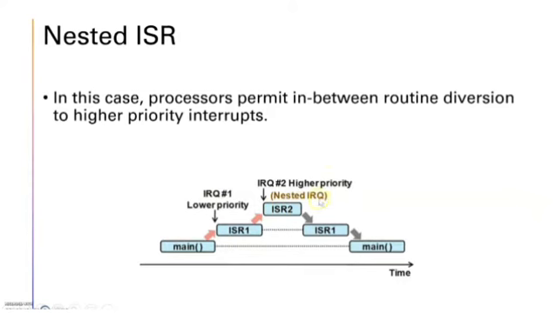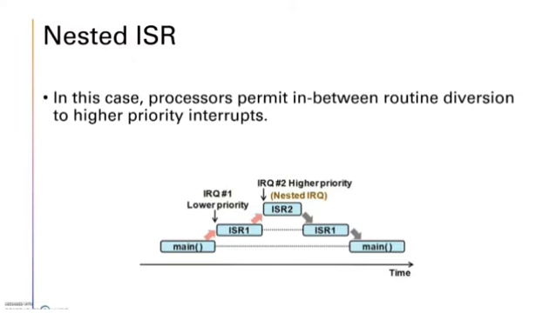So a higher priority interrupt has come, and at that time the processor will stop the ISR1 execution also, and then go and execute ISR2. Only after finishing ISR2 will it return to ISR1, and only after finishing ISR1 will it go back to the main routine. So what has happened here is, when the processor was executing one interrupt, another interrupt came in between. This type of occurrence is called nested interrupts or nested interrupt service routines.